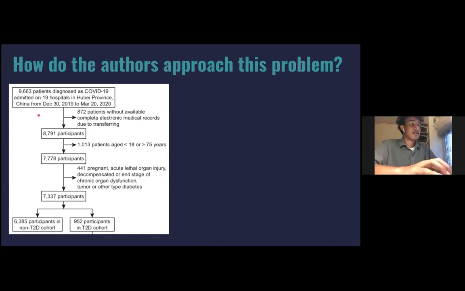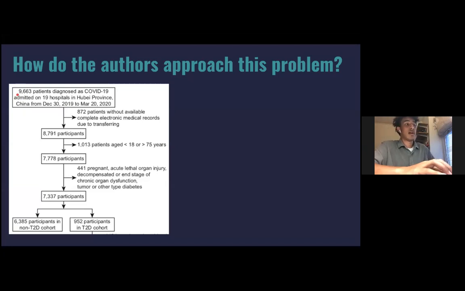So let's start at the top of this flow chart up here. It says that 9,663 patients were diagnosed with COVID-19 and were admitted to 19 hospitals in the Hubei province in China from December 30th to December 20th. So this is the initial cohort, or group of people, that the researchers started with.